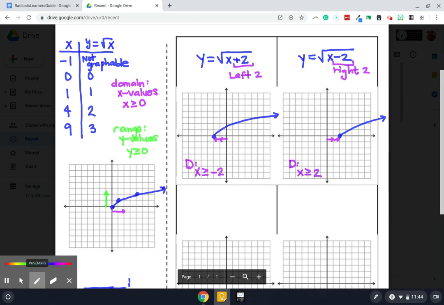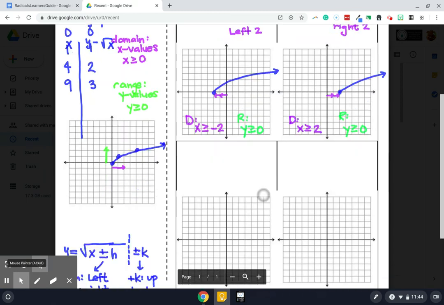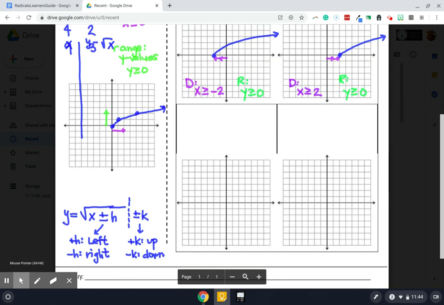Okay. Something to notice, the range did not change because we didn't move it up or down. If we would have moved it up or down, like we're about to, then we would obviously account for that by moving the range the same amount. So, moving it left or right impacts the domain, and we can kind of see how it does that. Let's look at moving it up or down.